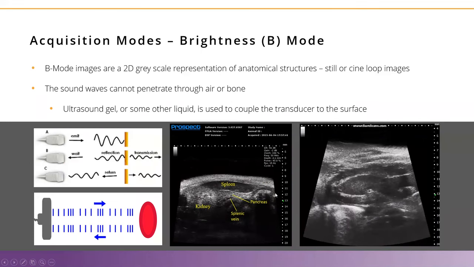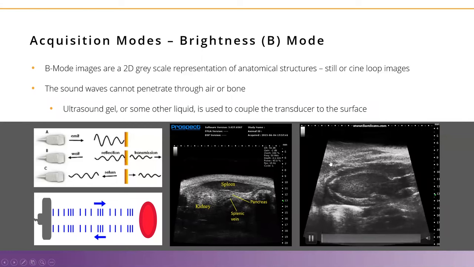We can acquire either a single still image, as we see here on the abdomen, or a movie or a cine loop of images, so where we want to be able to study how a structure is moving, such as the heart. Things to note with ultrasound, the sound waves don't penetrate through air or bone, and so we have to find a window basically within the thoracic cavity to be able to see the heart.